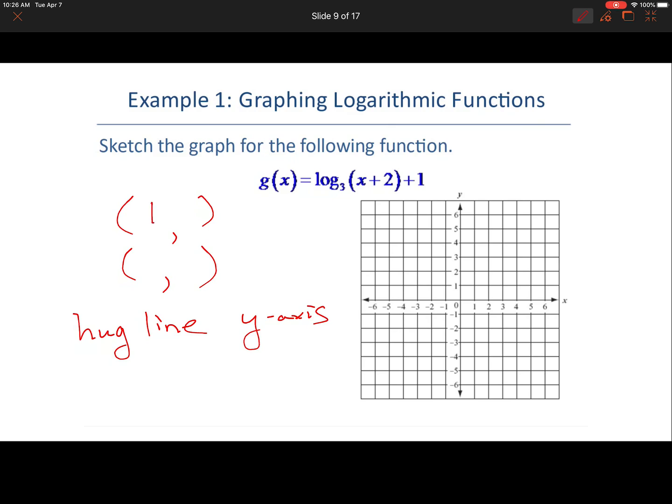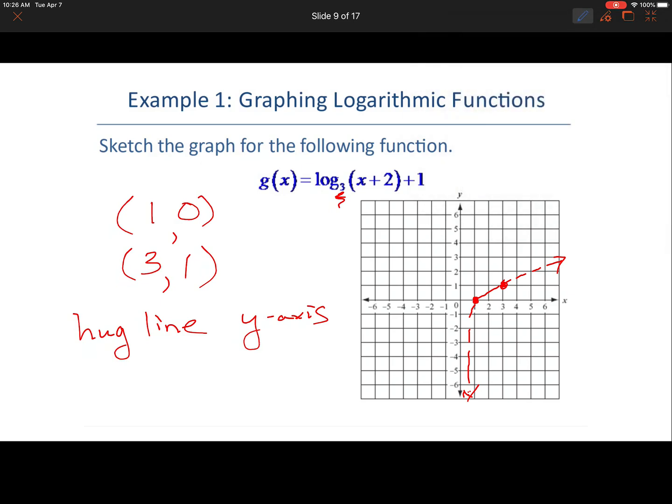Our 2 points, instead of 0, 1, it's 1, 0. And then instead of 1, a, we're going to have a, 1. Our a in this case is 3. And so we're going to start with 1, 0 and 3, 1. And I always hug the y-axis. And so what we have to start with is a graph that looks something like that. So it's a logarithmic growth, which makes sense because our base is greater than 1.